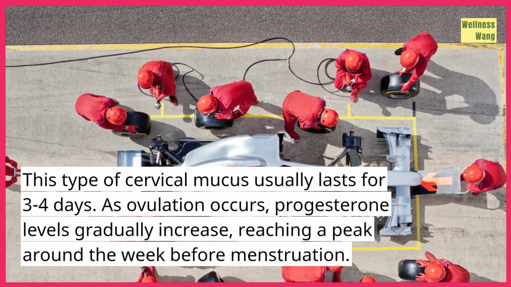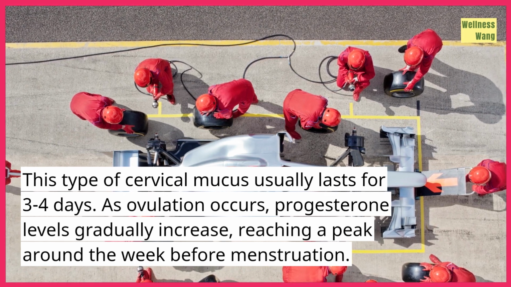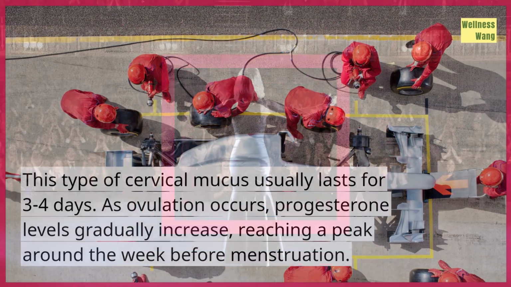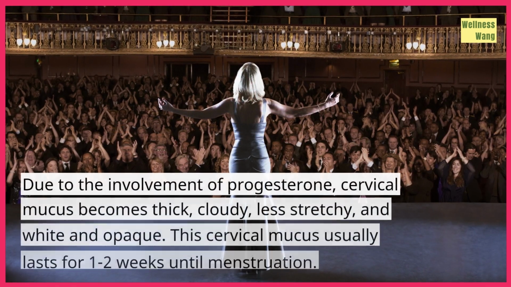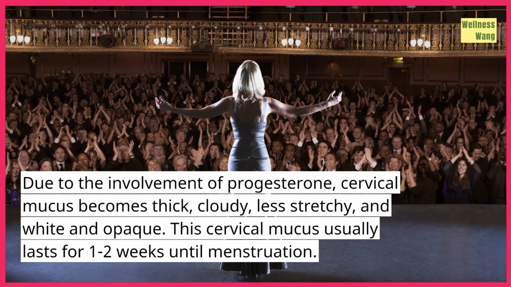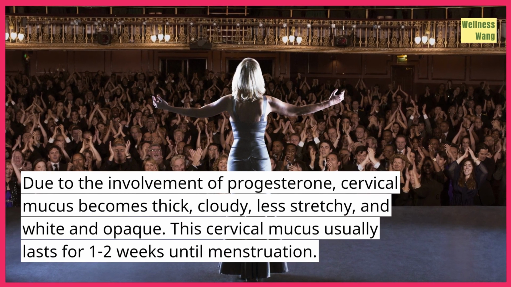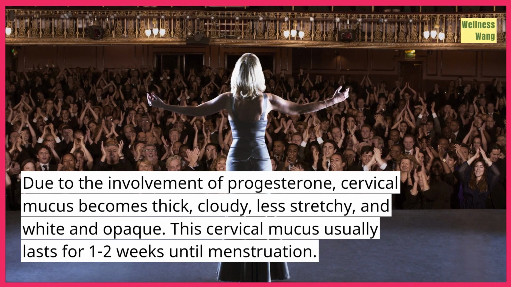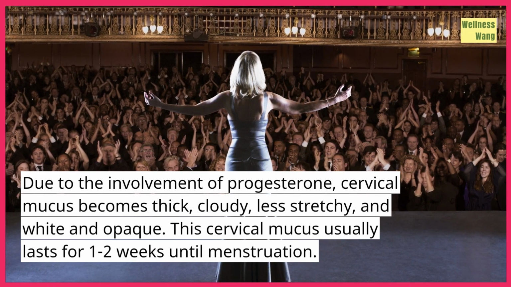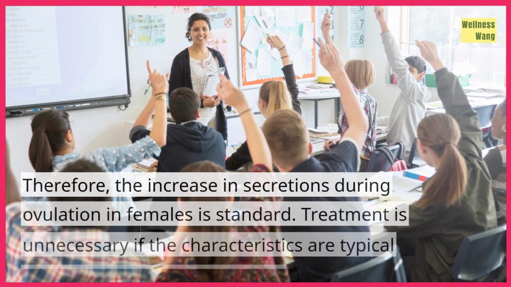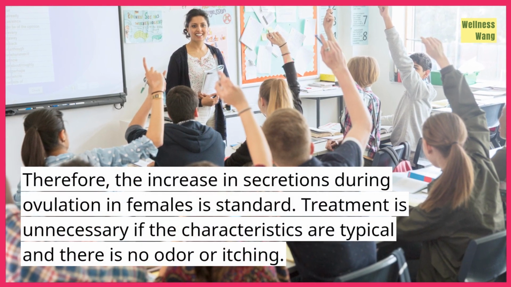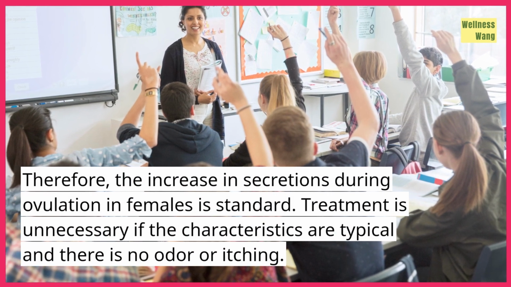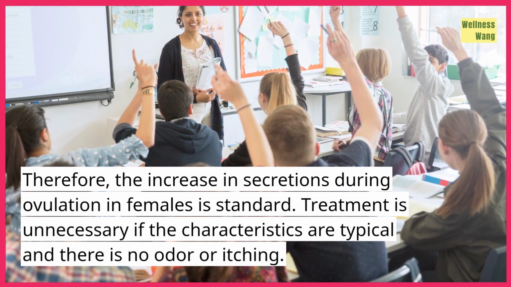As ovulation occurs, progesterone levels gradually increase, reaching a peak around the week before menstruation. Due to the involvement of progesterone, cervical mucus becomes thick, cloudy, less stretchy, and white and opaque. This cervical mucus usually lasts for 1 to 2 weeks until menstruation. Therefore, the increase in secretions during ovulation in females is standard. Treatment is unnecessary if the characteristics are typical and there is no odor or itching.